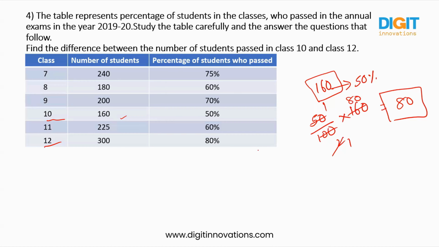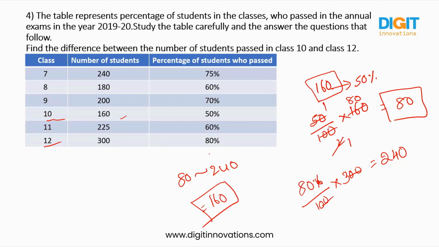Next one, class 12, 300 members. In 300 members, 80% got passed. So 80% means 80 by 100 into 300, which is 240. So 240 members got passed here. What is the difference they are asking? Not the subtraction, they are asking for the difference. So it should be 160. 160 is the answer.